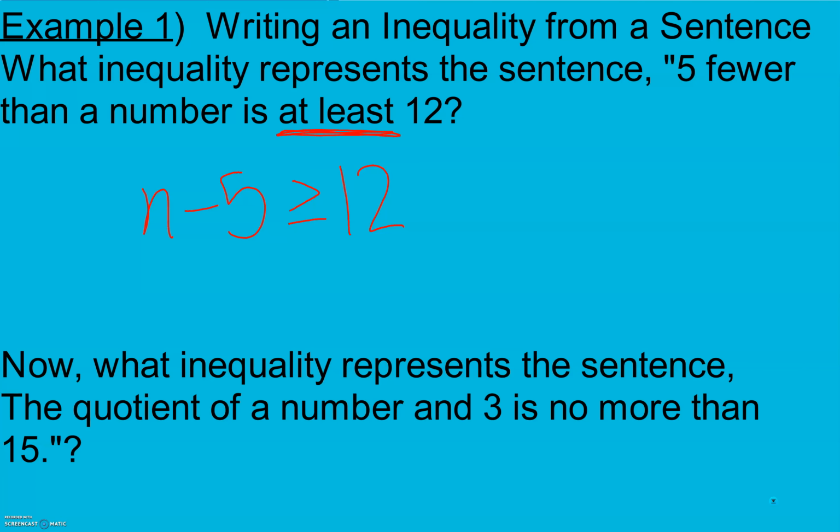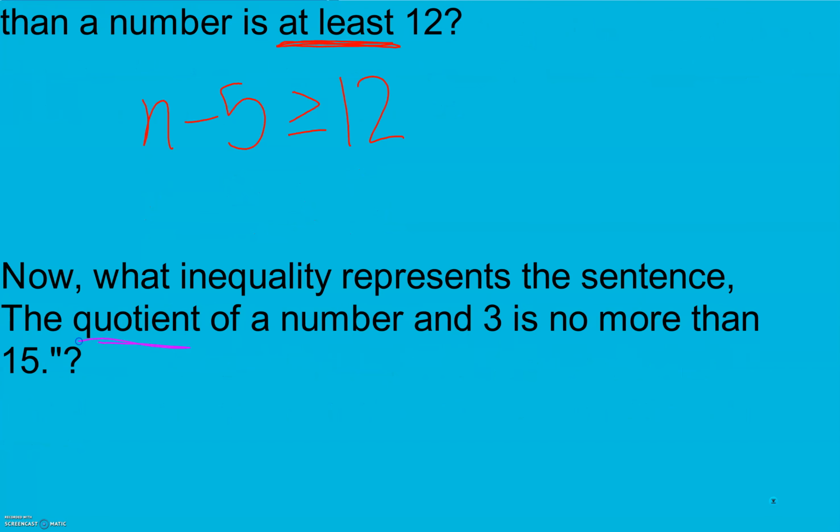Now, what inequality represents the sentence: the quotient of a number and 3 is no more than 15? Okay, quotient means division of a number and 3 is no more than 15. Could it be equal to 15? Yep. Could it be greater than or less than? Again, if you're not sure, try some numbers. Could it be 20? No. 20 is more than 15. That can't work. Could it be 10? Yeah, 10 is no more than 15, so it could be less than or equal to 15, but it can't be greater than. Okay, so no more than means less than or equal to.